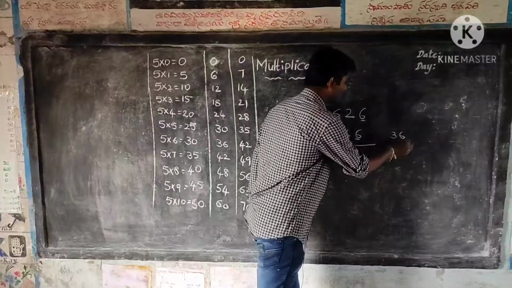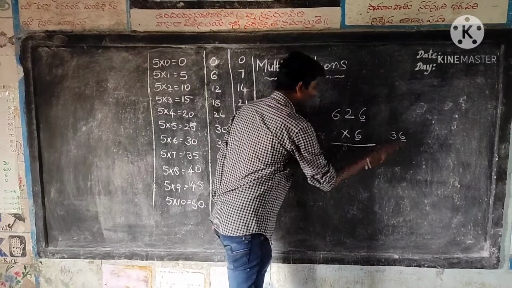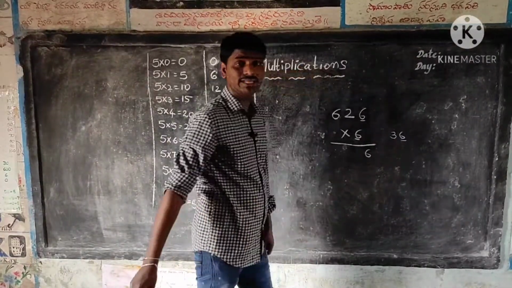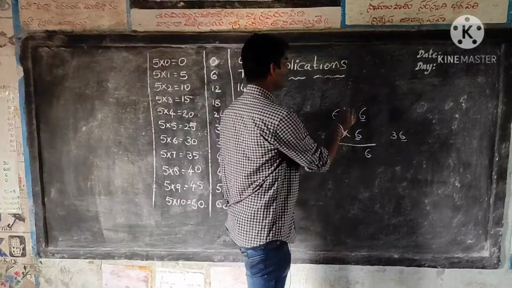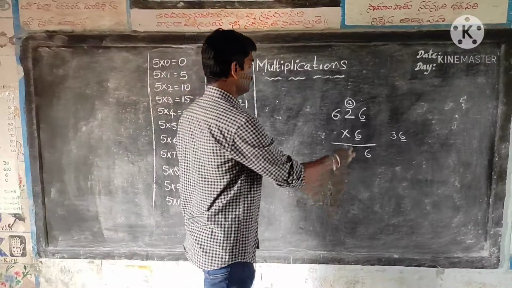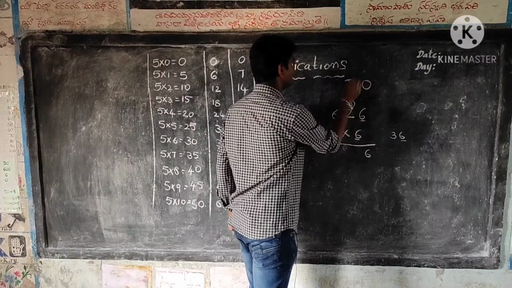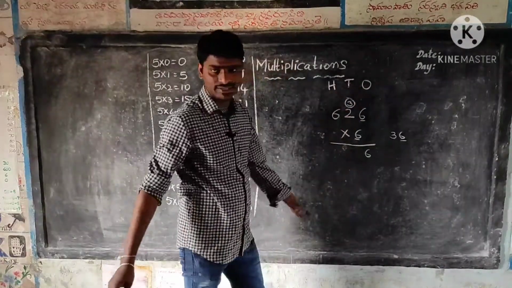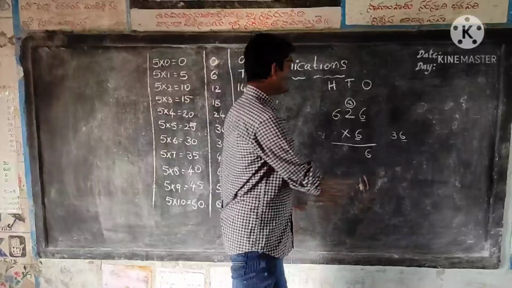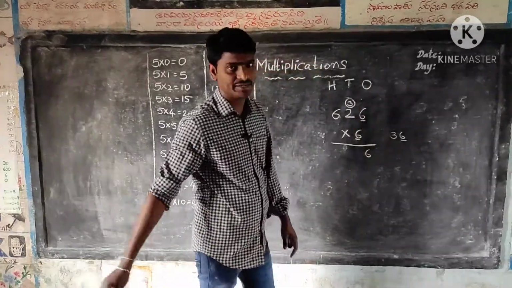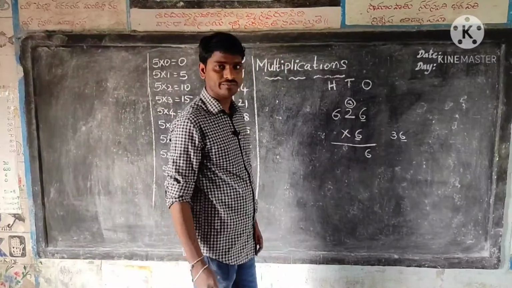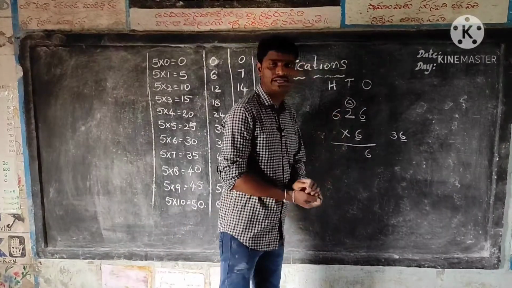In this 36, write the ones place digit here, 6 ones. And 30 ones means 3 tens. You give carry 3 to the tens place. Okay? So ones place, tens place, hundreds place. In this 36, we are writing the ones place digit here and giving the tens place digit as a carry to the tens place.